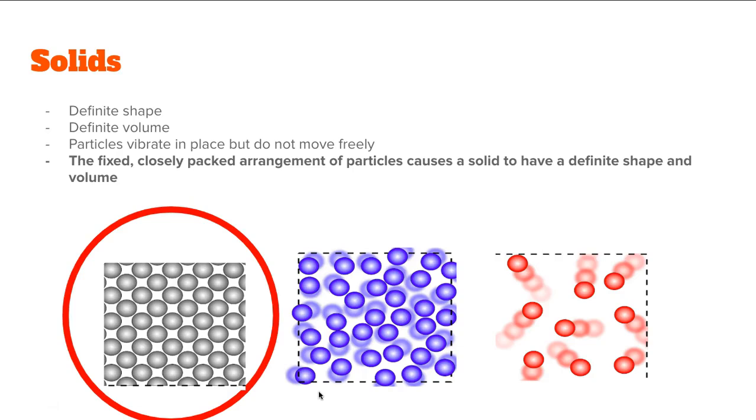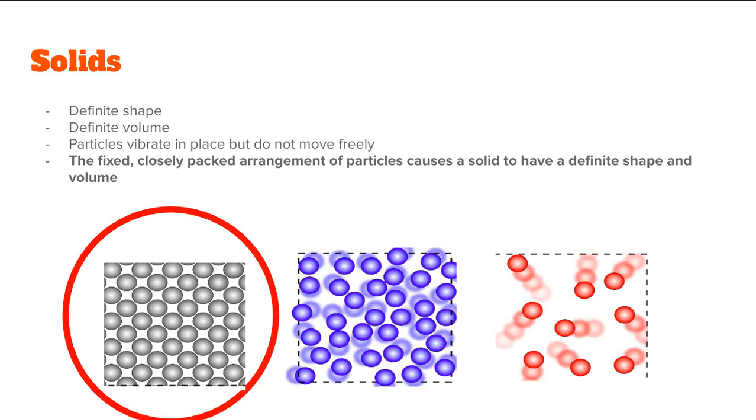And so solids have a definite shape and a definite volume. That means they keep their shape and they don't change how much space they take up. At the particle level, the particles are vibrating in place. So no particle is ever still. When you look at the molecules close enough, they're actually vibrating. And the state of matter depends on how much movement these molecules have.